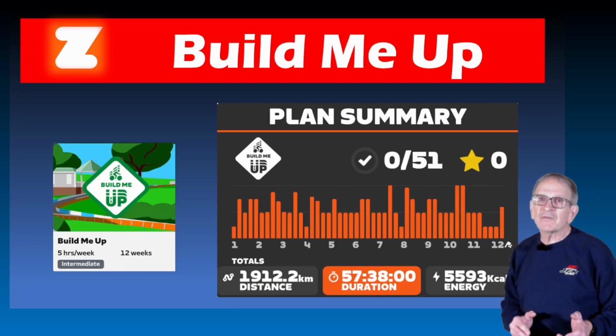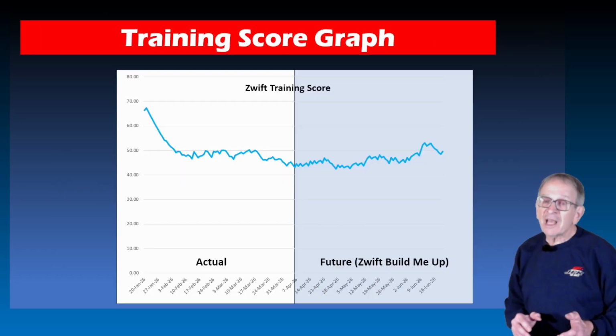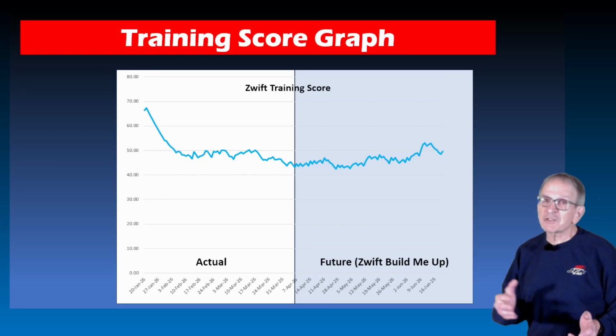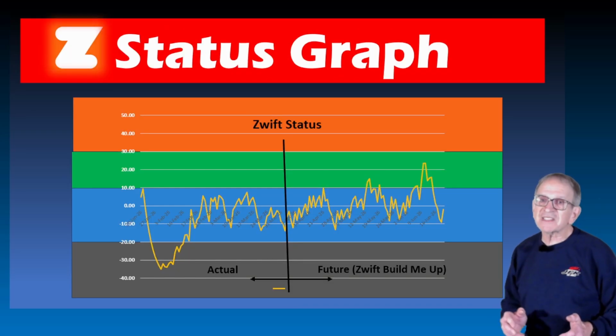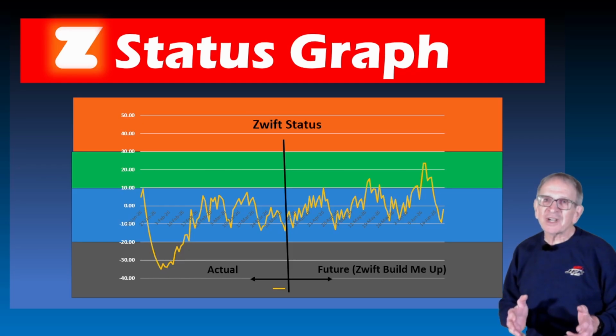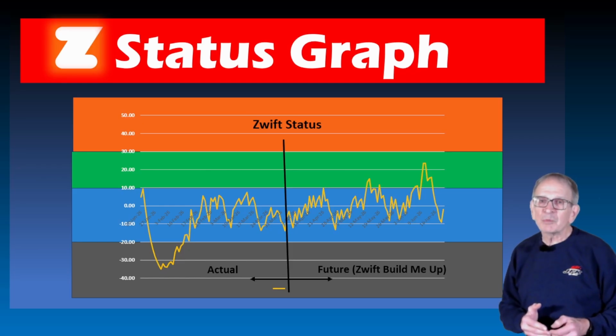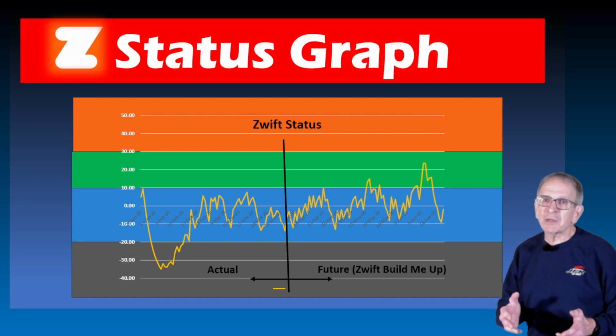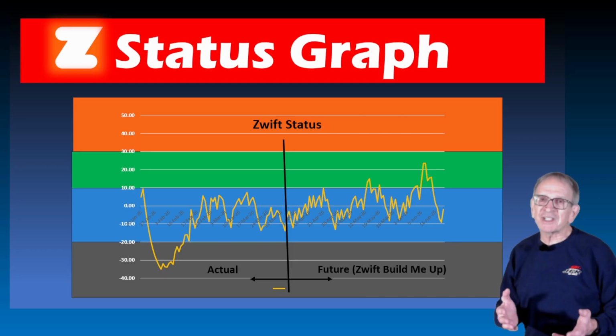Let's say I'm going to sign up for the Build Me Up Zwift training plan. It's a 12-week plan, and there you can see the plan summary. Now I've input all the stress points for each of the workouts in that training plan into my Excel spreadsheet. So now I can see what my training score will look like over the course of that training plan. And similarly for my status graph, will I stay in that fresh status or will that training plan put me into productive? And here you can see that by the end of that training plan, it would put me in the productive zone.